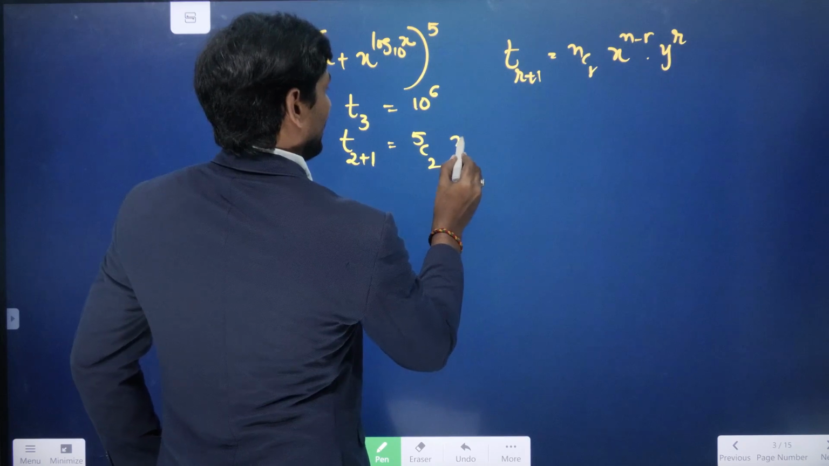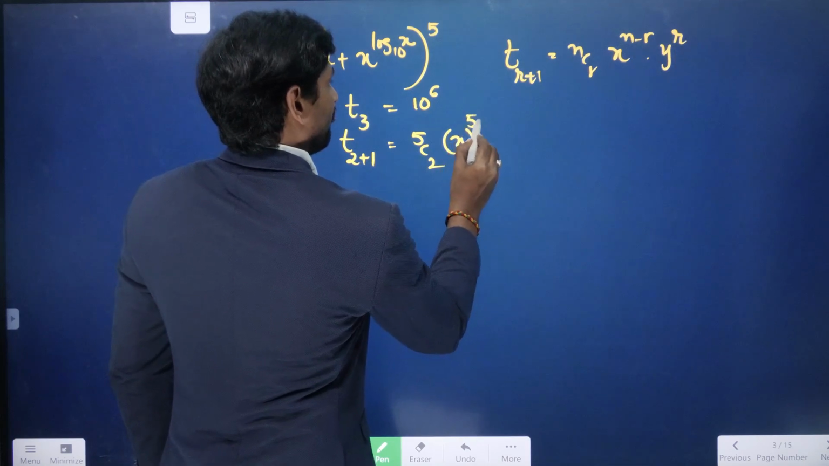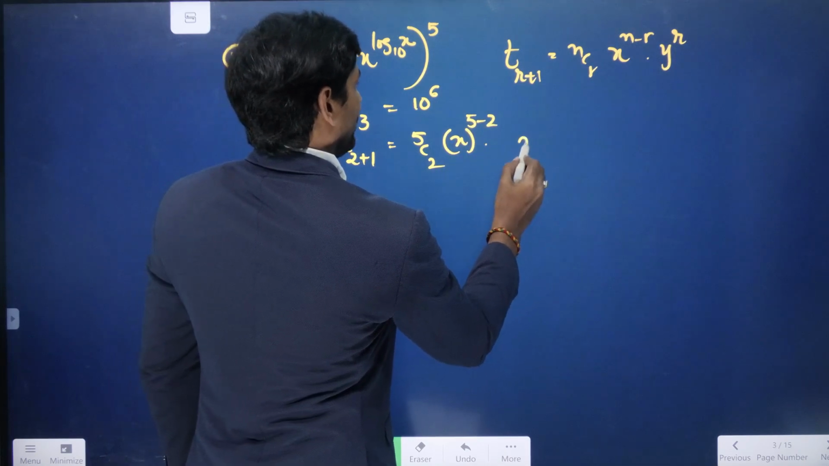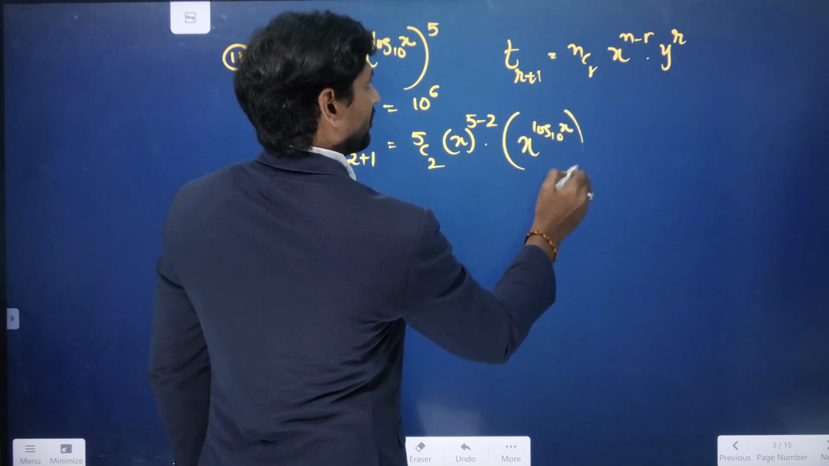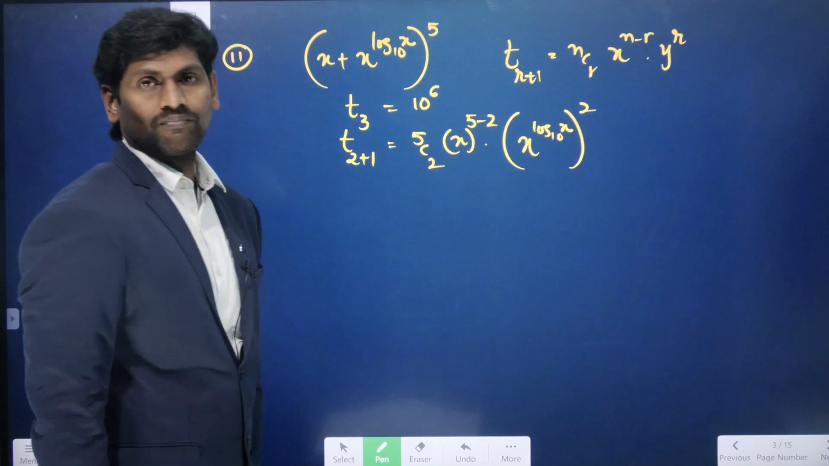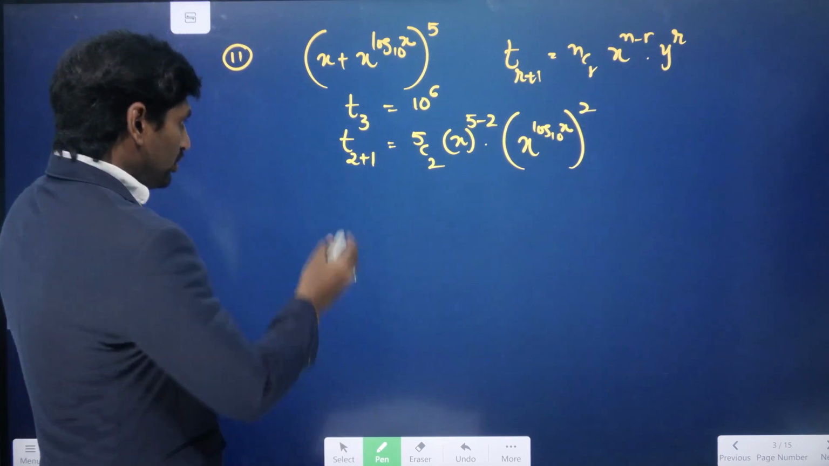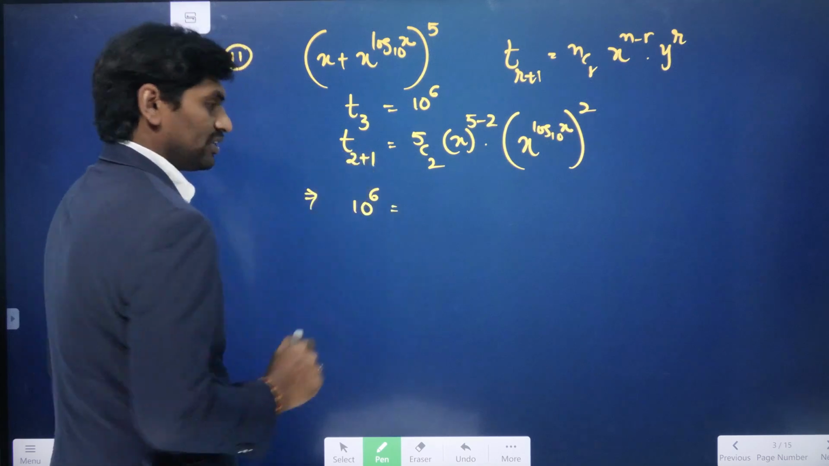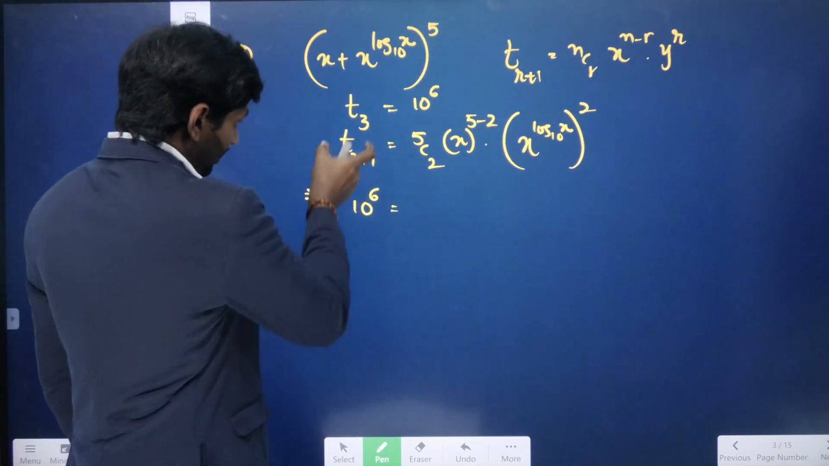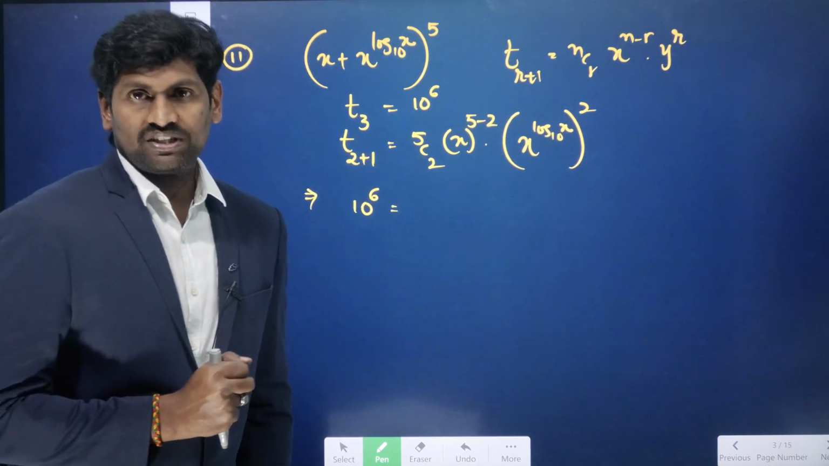The x value is x power 5 minus 2, and the y value is x power log x to the base 10, the whole to the power of r. The r value is 2. Now we know that this value is already given: it is 10 power 6. So T3 is nothing but 10 power 6, and the left hand side we can write as 10 power 6.